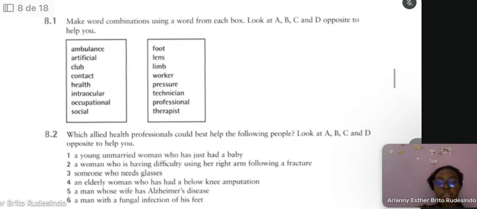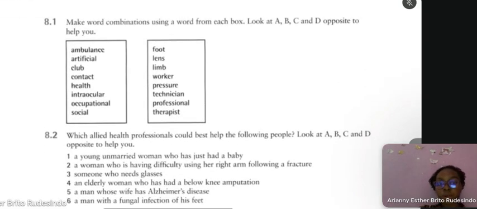Make word combinations using a word from each box. Look at A, B, C, and D opposite to help you. Ambulance, artificial, club, contact, health, intraocular, occupational, social. Foot, lens, limb, worker, pressure, technician, professional, therapist.